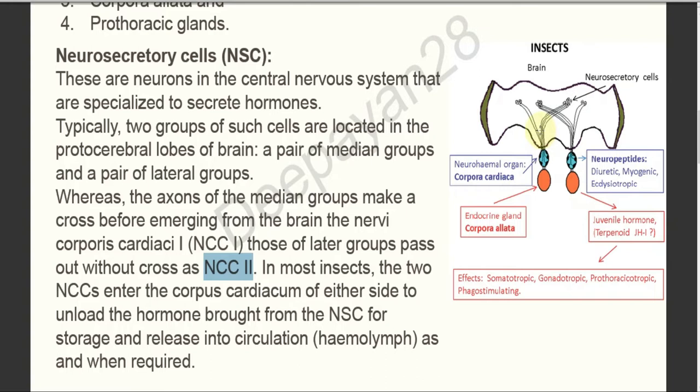Okay. Now, after this, what will happen? Here it will be stored for some period of time. Then what will happen? It will be released into the blood. Understood? Those things we'll discuss. Up to this, clear? Regarding neurosecretory cells?